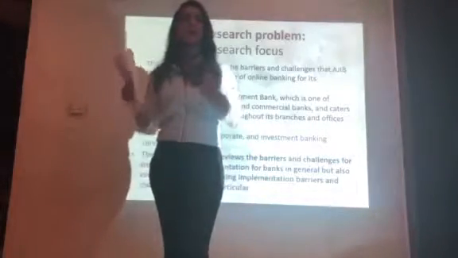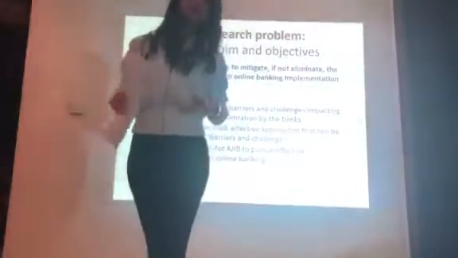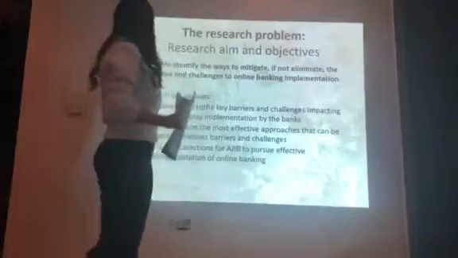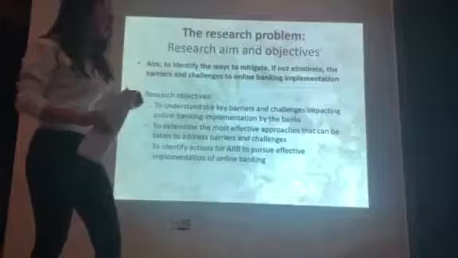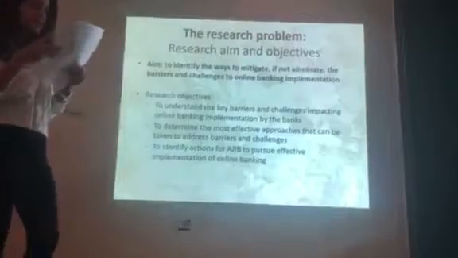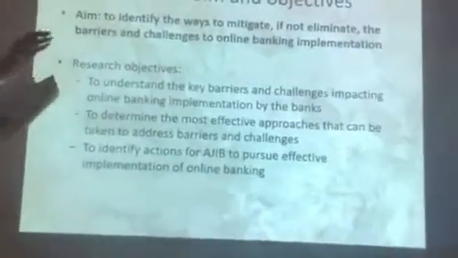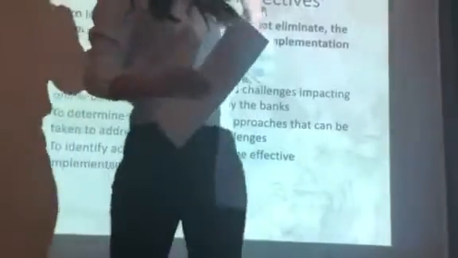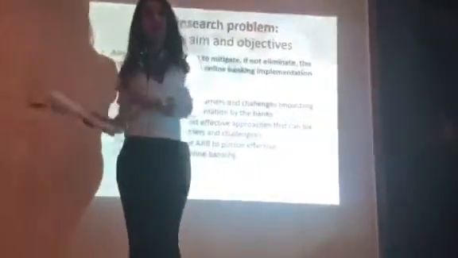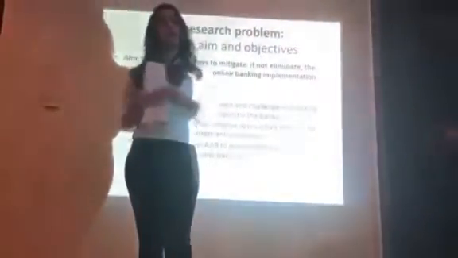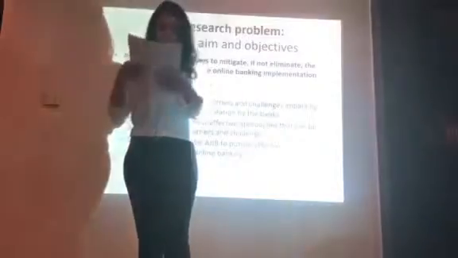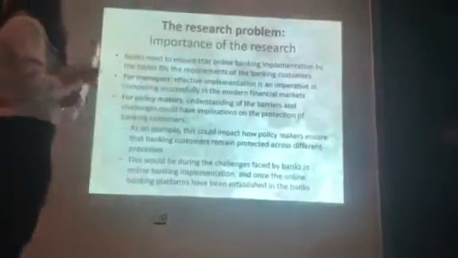Now we will move on to the aim and the objectives of the research. The aim of this research is to identify the ways to mitigate, if not eliminate, the barriers and challenges to online banking implementation. In focusing on the mitigation and elimination of the barriers and challenges in online banking implementation, the aspiration is to provide Georgian banks in general and AJIB in particular an opportunity to enhance online banking adoption, and also to improve overall banking profitability.